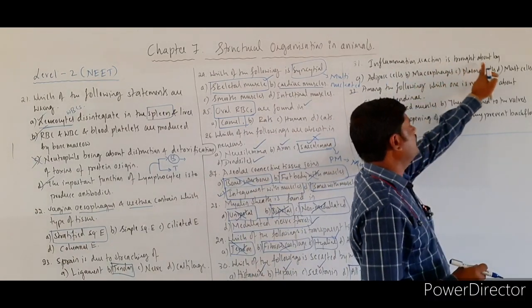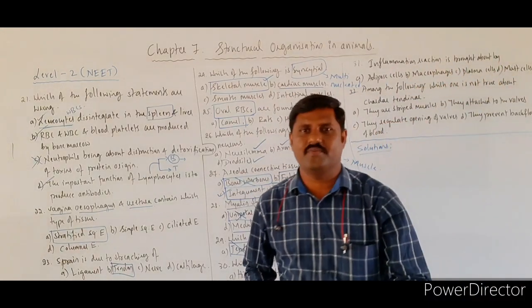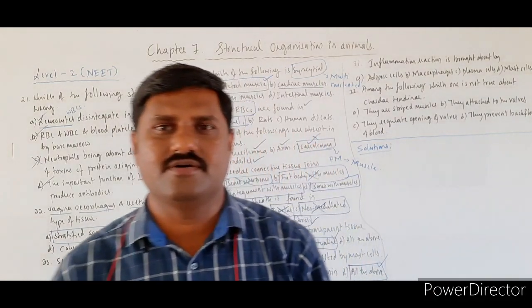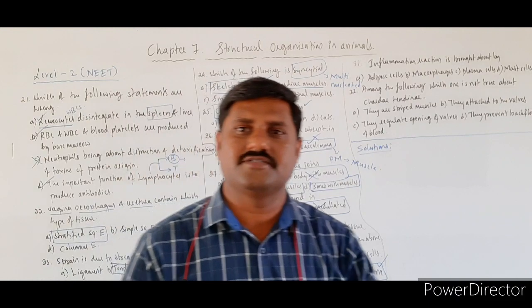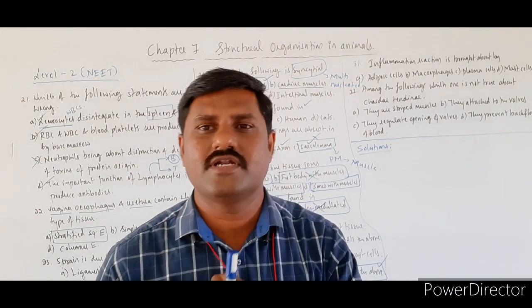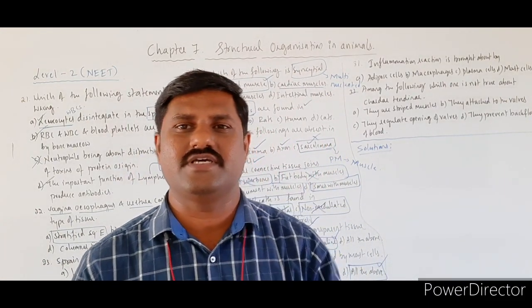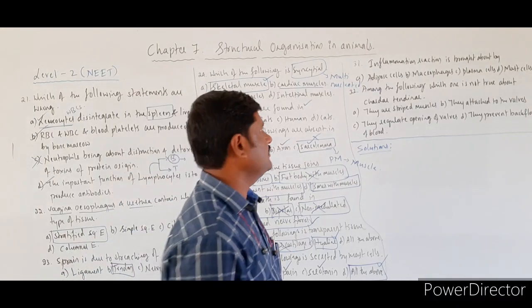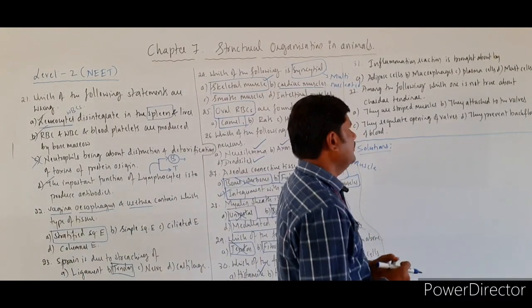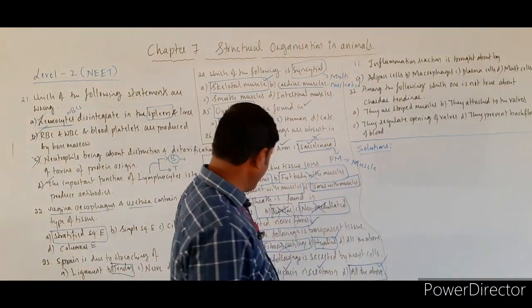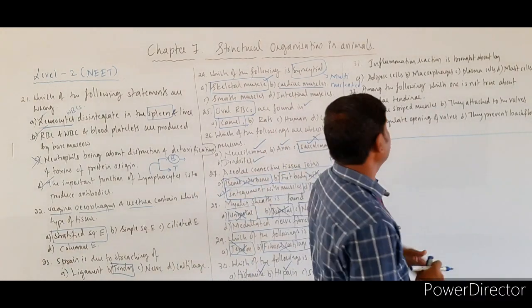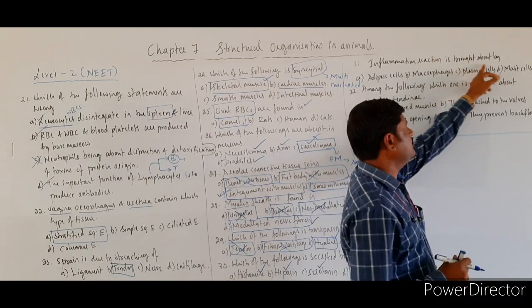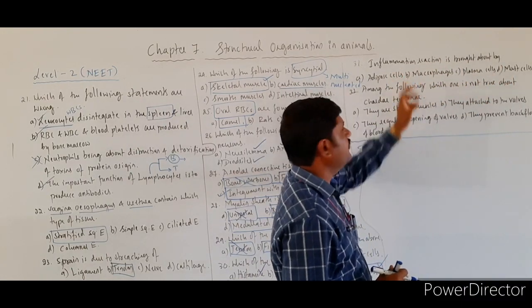Inflammation reaction is brought about by... Already I have mentioned in the previous question that inflammation occurs due to allergic reaction. During allergy, what is secreted there? Here histamine as well as serotonin are secreted. So then, inflammation reaction is brought about by the adipose cells?